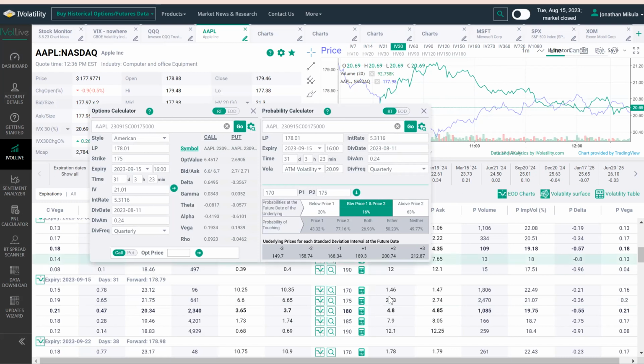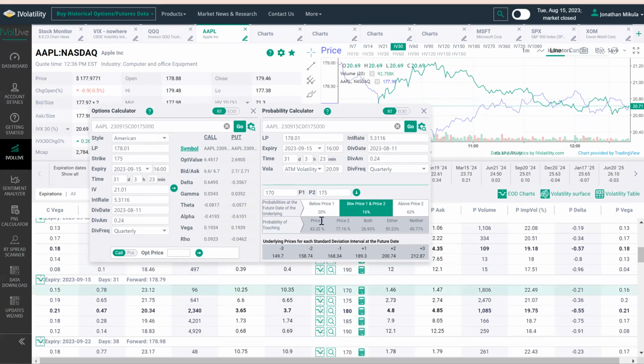It's kind of just Goldilocks right now. So, if I sold this 170 put, there's only a 20% chance that I'll get put, right? So I can keep this whole $146 premium. On the other hand, if I wanted to go long and benefit from the upside in Apple, there's a 63% chance it will be above 175.